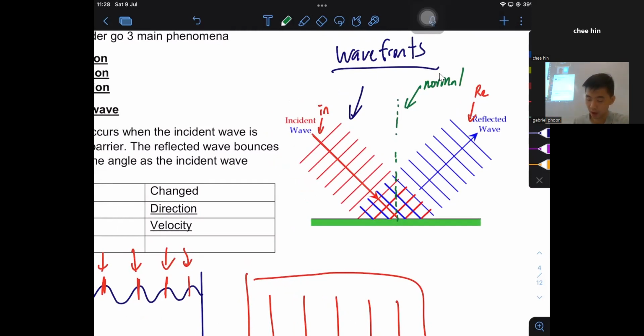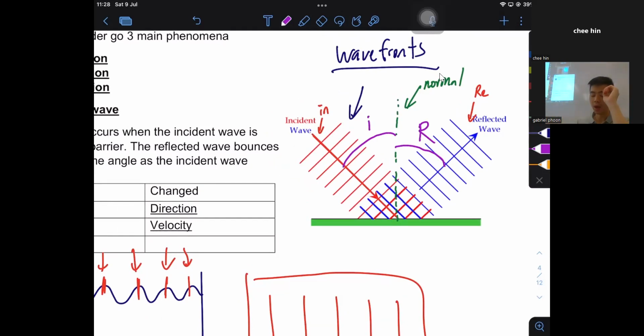It's because once we have the normal, right, we can say that from the incident wave to the normal, this is what we call the incident angle. From the normal to the reflected wave, this is what we call the reflected angle. And of course, for reflection to occur, the incident angle must be equal to the reflected angle.